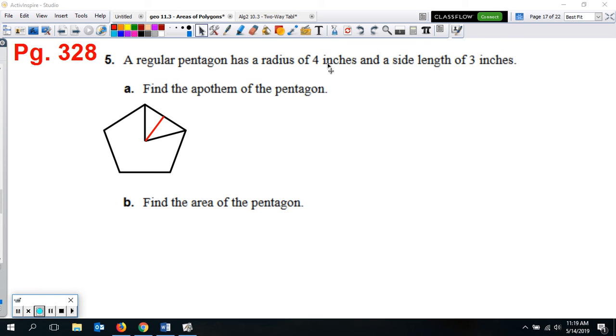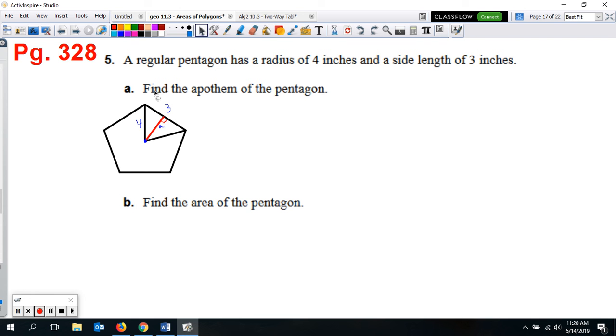So it says the radius is 4 inches. The radius would be right here from the center to the vertex. That's going to be 4. And then the side length, which is outside here, each side is going to be 3. So that's 3 out there. And this red line right here is called our apothem. So I'm going to label that with A right there. It's at a right angle right there, because that's always a distance.